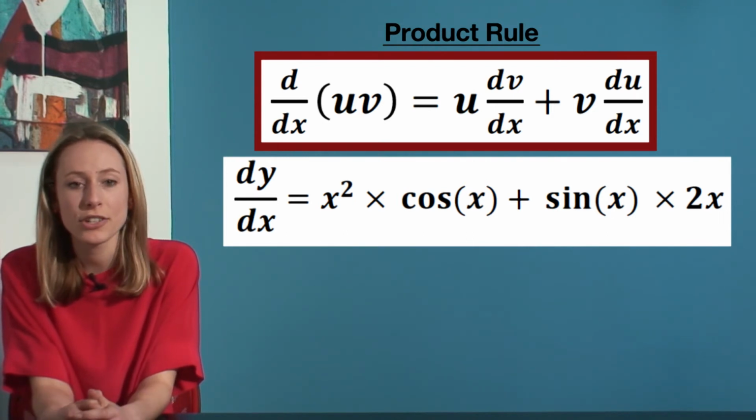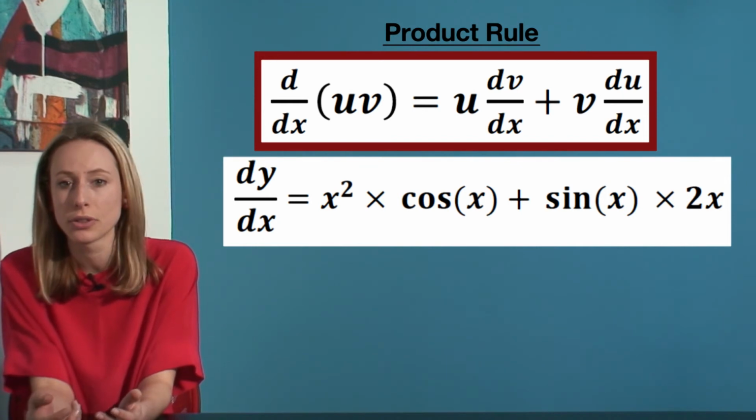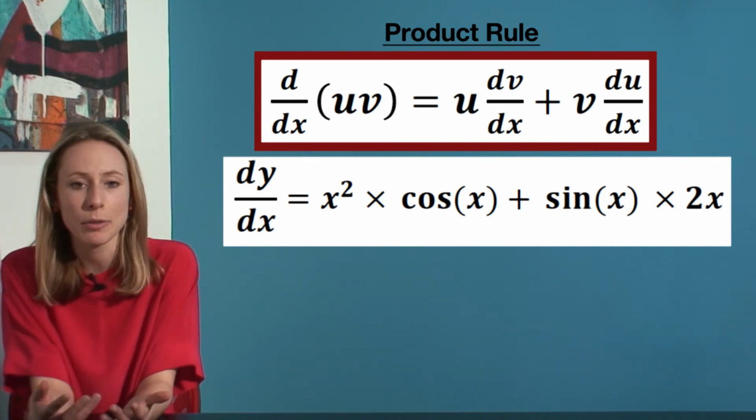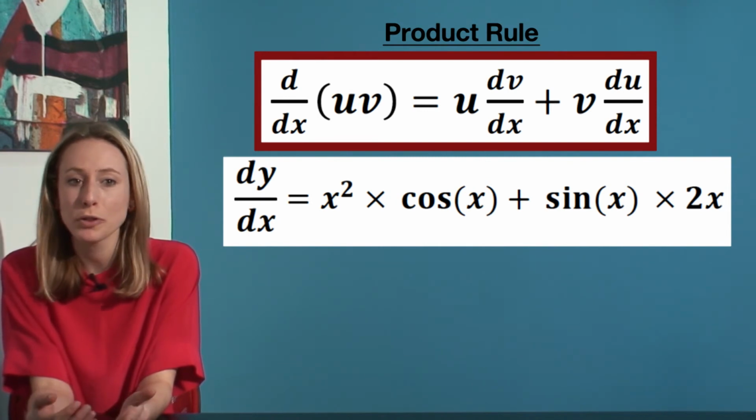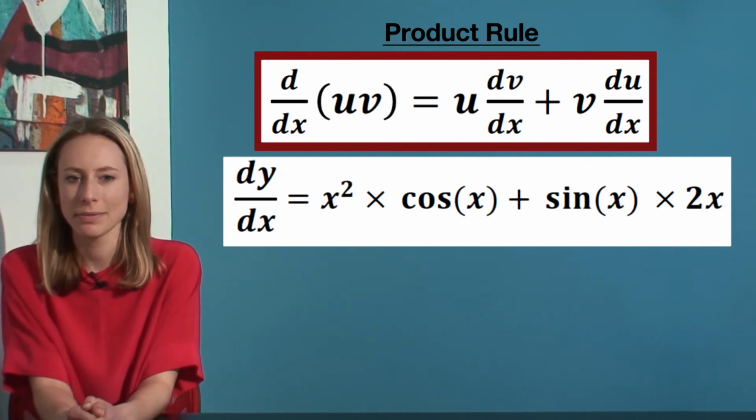Here, we see the differentiated v of cos x is multiplied by the undifferentiated u of x squared. That's then repeated in the reverse, with the differentiated u of 2x multiplied by the undifferentiated v of sine x. Finally, all the terms are added together.